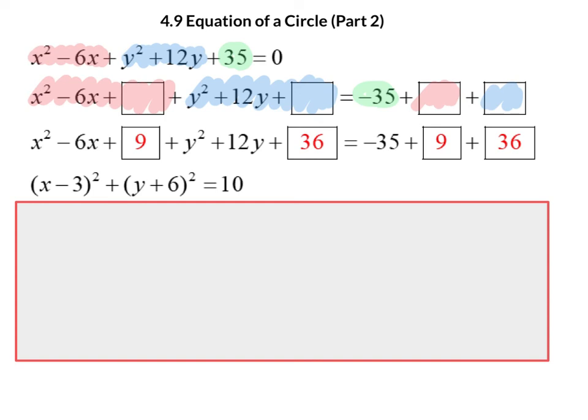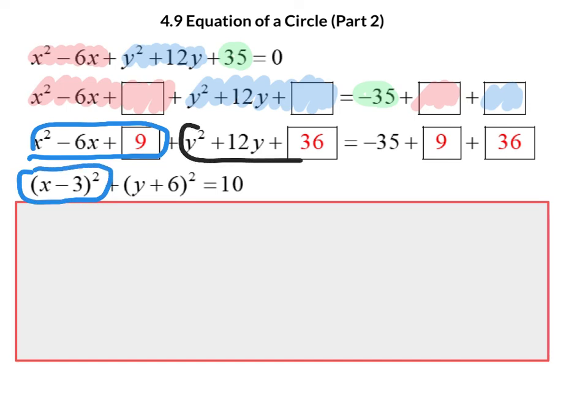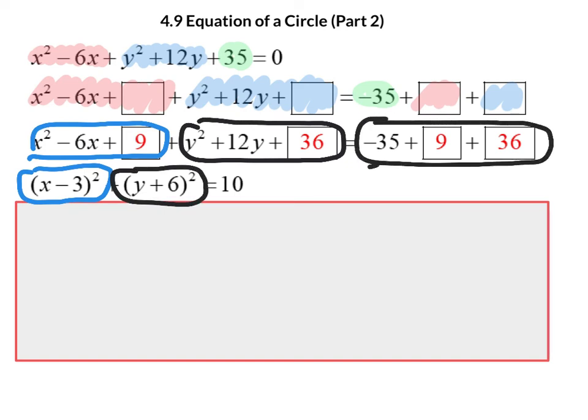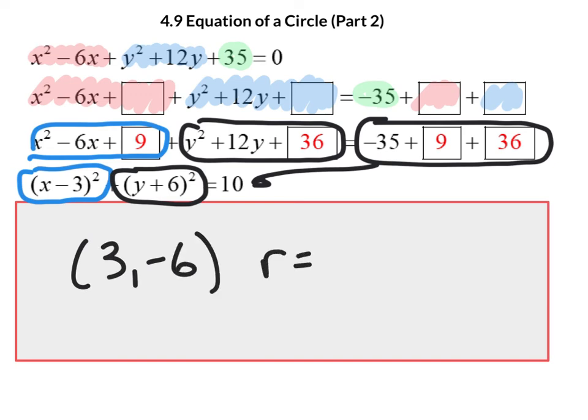This guy here all becomes this guy, and this guy here all becomes this guy. And these numbers, whatever they are, all tally to this. Now, here's the good news. What's the center? My center is 3 and negative 6, and my radius is the square root of 10.